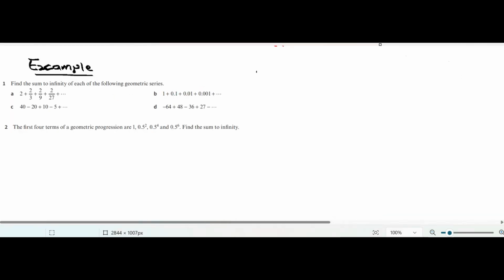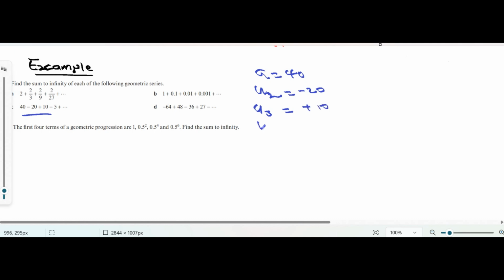Looking at these examples, I will just do maybe one or two. I will do one in question 1, one in question 2. Number 1C. To do number 1C, my first term is 40, my second term is minus 20, third term is plus 10, and fourth term is minus 5. The question asks me to calculate the sum to infinity, but let's quickly look at this question and rephrase it. I may be asked to calculate the common ratio. Let me just write out a question from here.